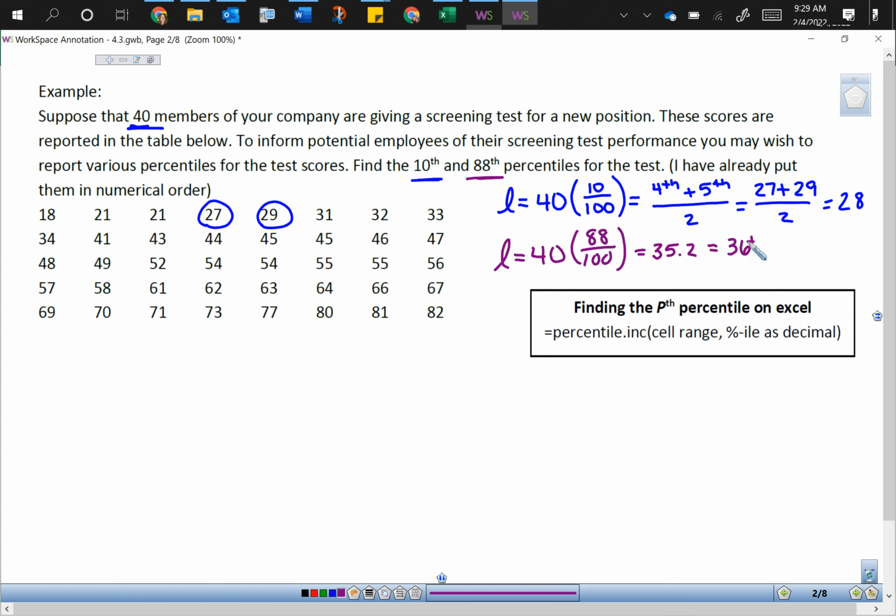That means my 36th term is the 88th percentile. So we have 40 terms. We said 88th percentile of 40 terms is my 36th term. And so, yes, you can either sit here and count up 1, 2, 3, 4, 5, all the way to 36, or what's an easier way? Yeah, we know this is 40, 39, 38, 37, 36, which means the score of 73 is the 88th percentile. Are you guys okay with that? All right. We have questions?